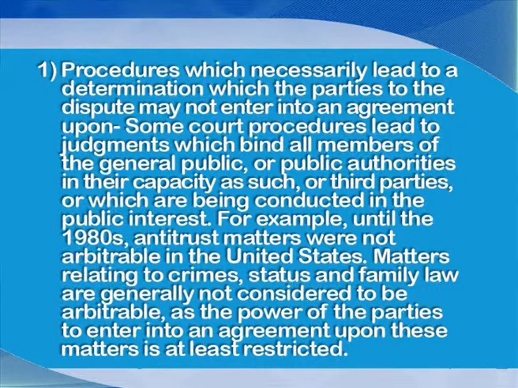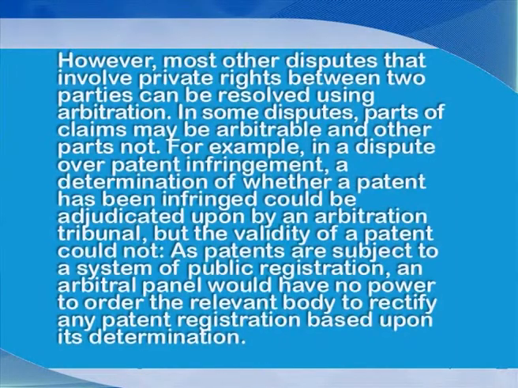For example, until the 1980s, antitrust matters were not arbitrable in the United States. Matters relating to crime, status and family law are generally not considered to be arbitrable, as the power of the parties to enter into an agreement upon these matters is at least restricted. However, most other disputes that involve private rights between two parties can be resolved using arbitration. In some disputes, parts of a claim may be arbitrable and other parts not.